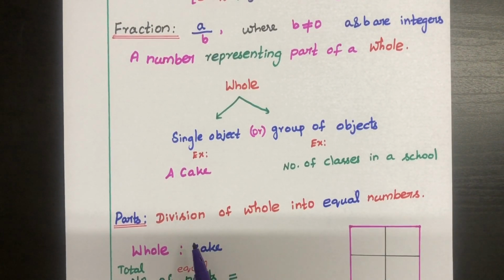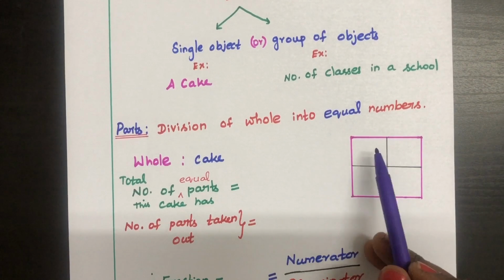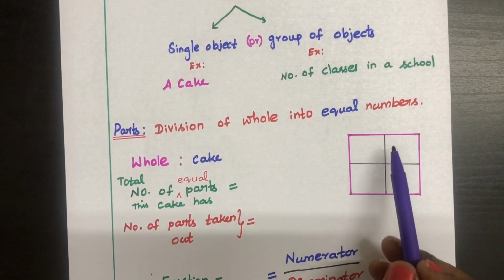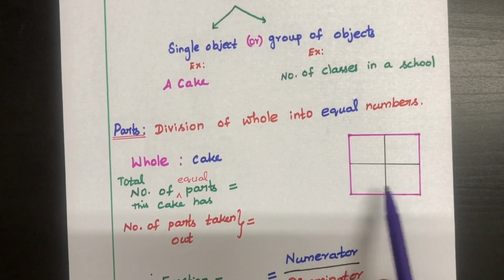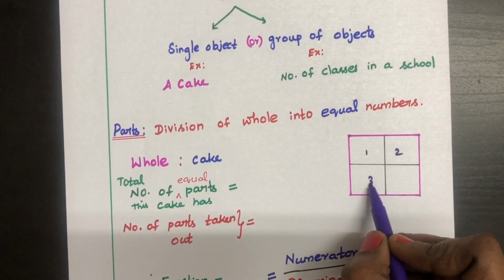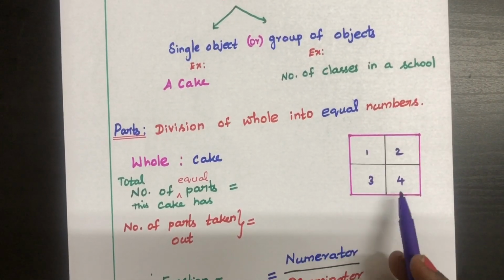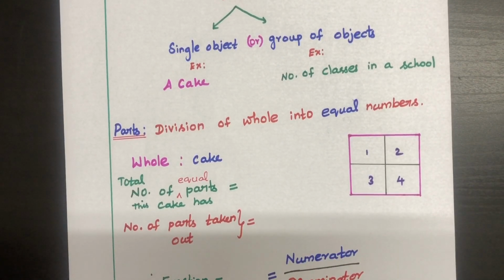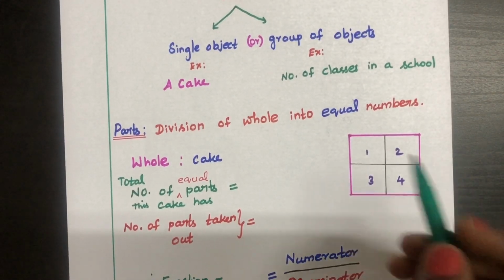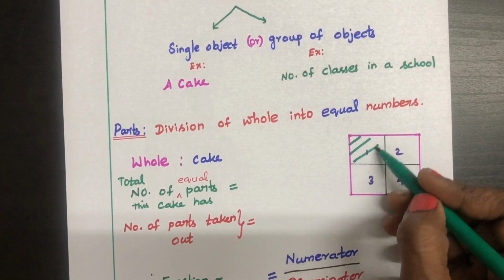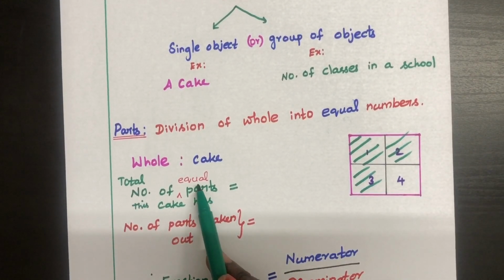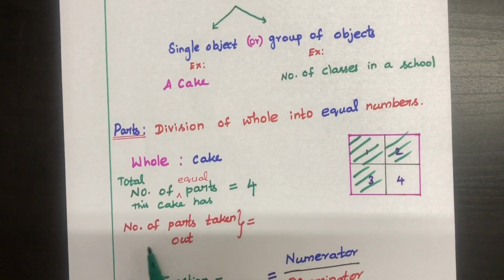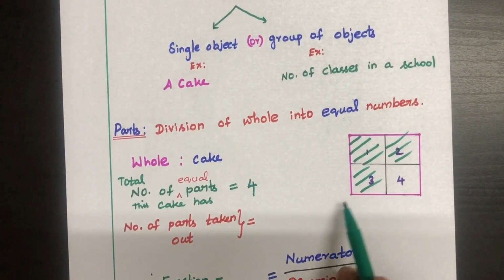For example, if you are ordering a cake, cake is the whole thing. See, this cake is the whole thing. Now you are going to make equal parts of this cake. So how many parts you are making? 1, 2, 3, 4. So this whole is divided into 4 equal parts. Now 3 of your friends arrived. So you decided to give 3 pieces to your friends. So total number of equal parts is 4. Now, number of parts taken out for your friends is 3.